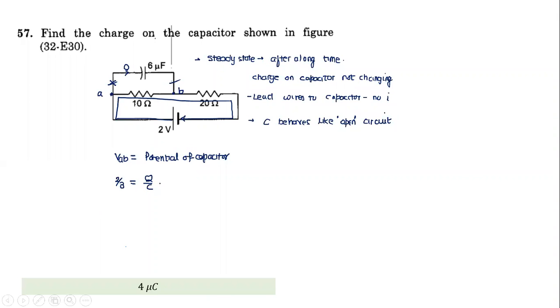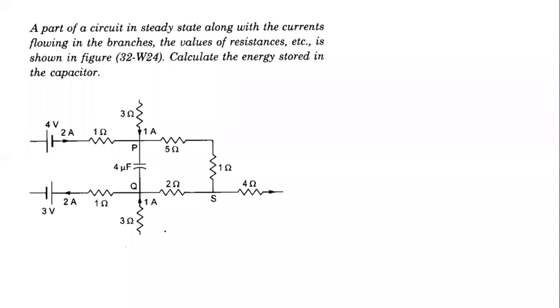Similarly, let's look at this circuit shown here. What we notice first is that it is a steady state. Steady state means the charge on the capacitor is not changing. It means this particular branch has no current flowing through it. Okay, so current is not flowing in this branch. What we need to calculate is the energy stored in the capacitor. If I can find the potential difference between points P and Q, I can find the energy stored.